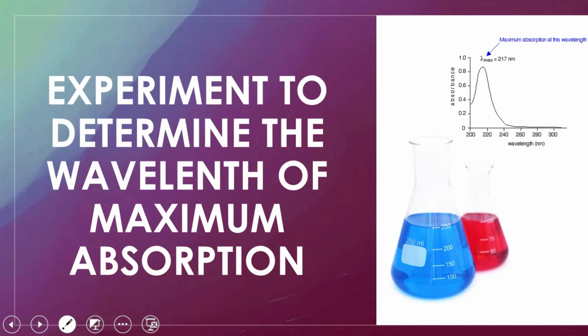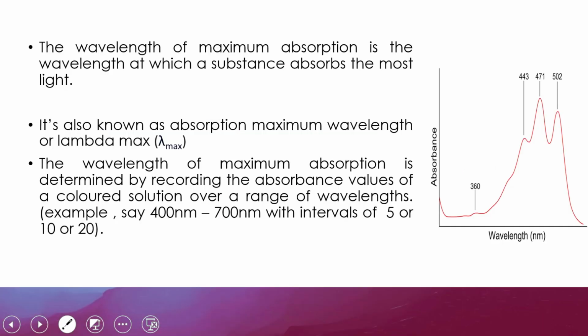In today's class and video, we are going to perform an experiment to determine the wavelength of maximum absorption for colored solutions. So we'll start by looking at what wavelength of maximum absorption is. The wavelength of maximum absorption is the wavelength at which a substance absorbs the most light, and it is also known as absorption maximum wavelength or lambda maximum, which is normally written as this.